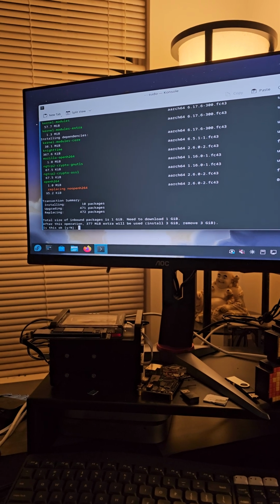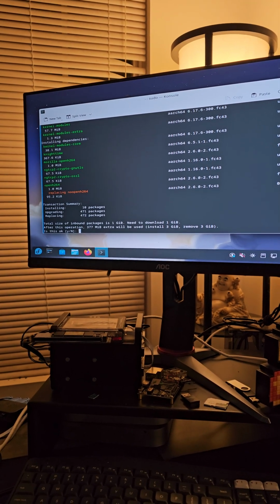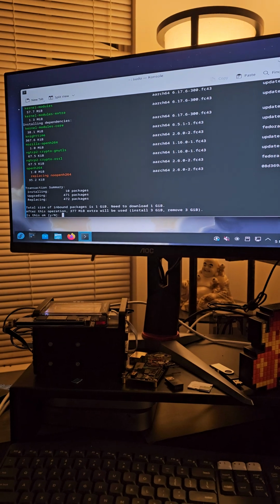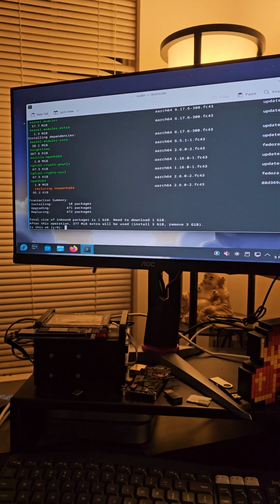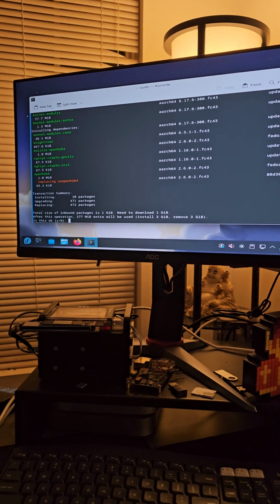The spins, none of the spins that say that they are for ARM work. So this is on you, Fedora. You need to fix it.